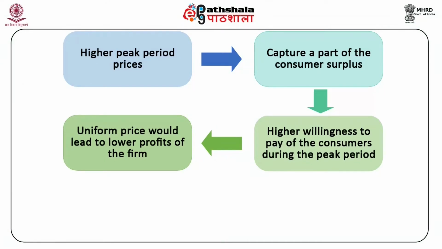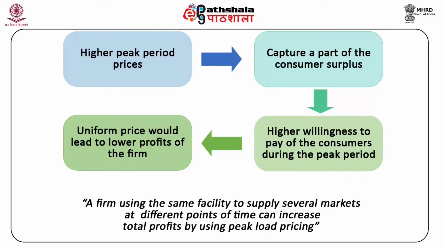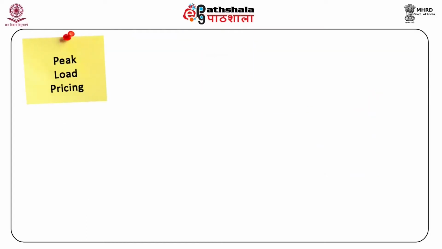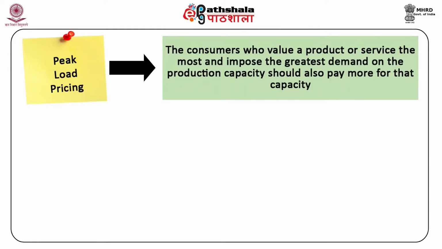Hence, just like a firm selling in many markets can increase profits by using price discrimination, a firm using the same facility to supply several markets at different points of time can increase total profits by using peak load pricing. The peak load pricing principle requires that the consumers who value a product or service the most and impose the greatest demand on the production capacity should also pay more for that capacity.